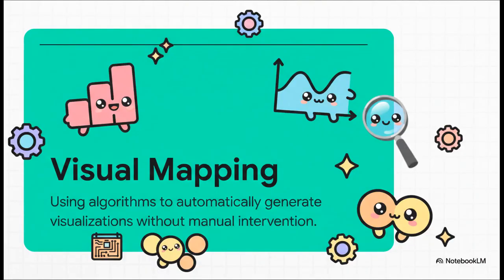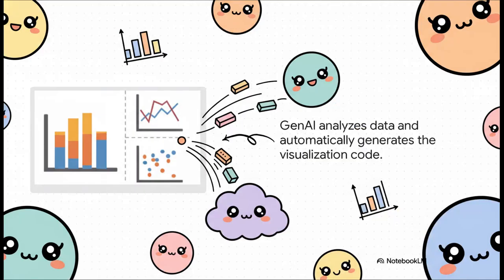Okay, once the data is prepped, we hit stage 2, visual mapping. And this is where the magic really starts to happen. It's the step where the AI looks at your data and figures out the best way to represent it visually. Should it be a bar chart, a line graph, a scatter plot? The AI makes that call for you. And here's the crucial part.